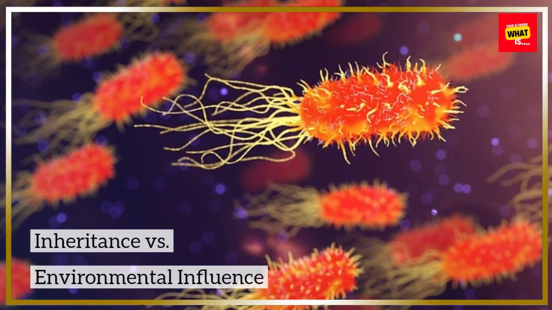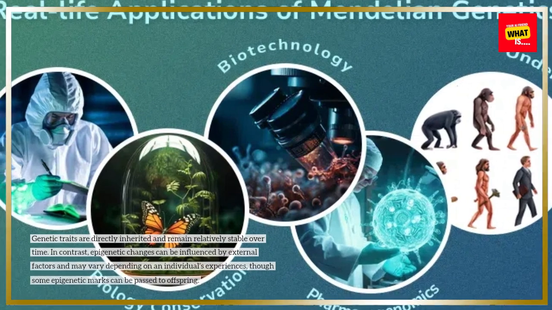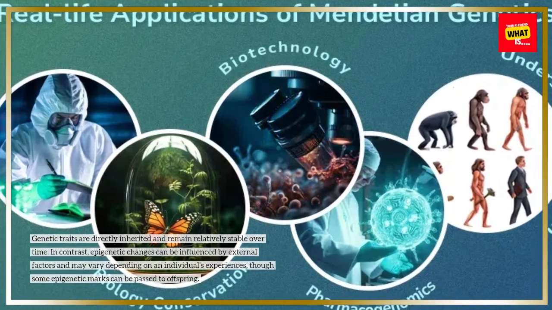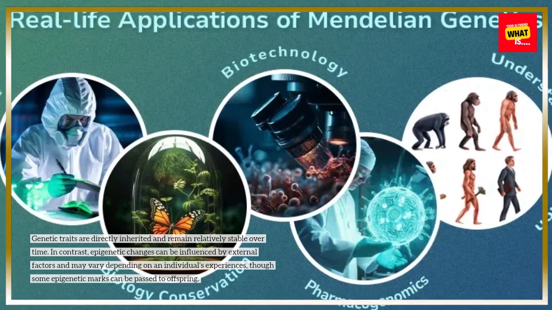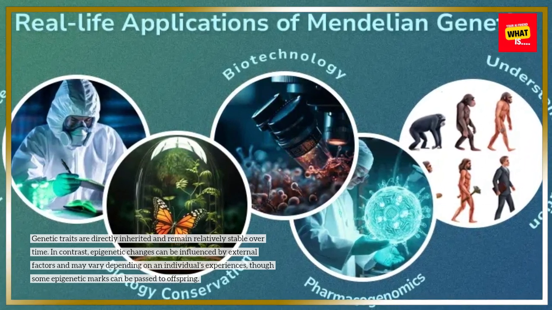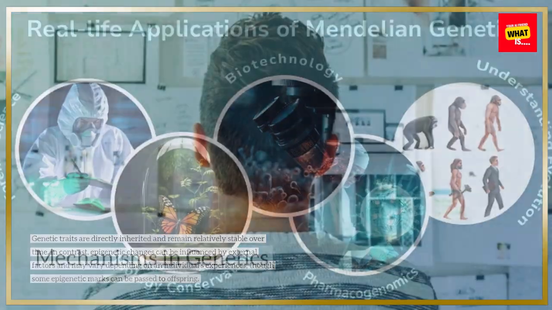Inheritance versus environmental influence. Genetic traits are directly inherited and remain relatively stable over time. In contrast, epigenetic changes can be influenced by external factors and may vary depending on an individual's experiences, though some epigenetic marks can be passed to offspring.